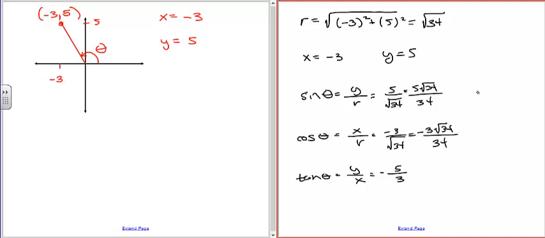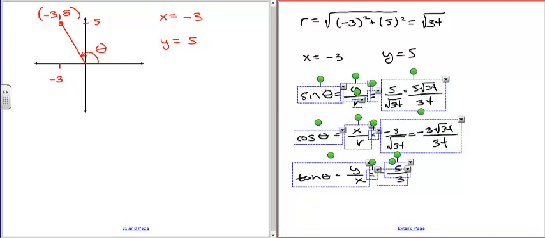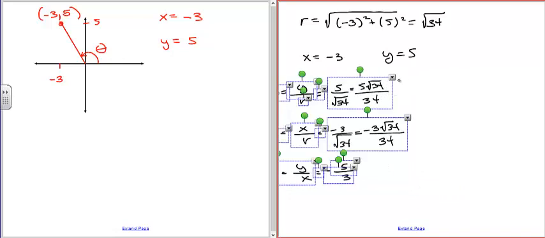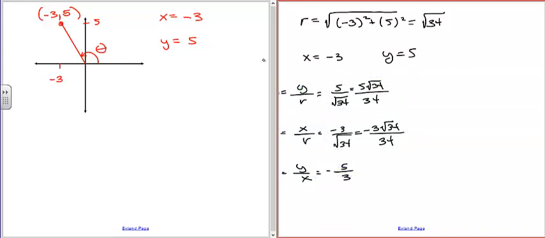Now, let me just group these together so I can move them. I don't know why they didn't group together like that. Okay, now it works. So then we have the cosecant of theta. That's just r over y, except y cannot equal 0. What we do there is we just take this version before the simplification. So you get square root of 34 over 5.